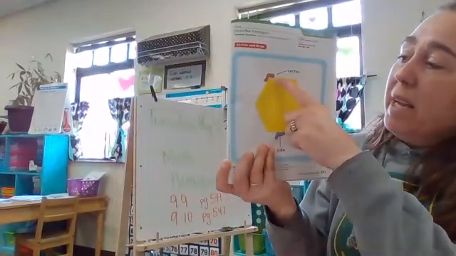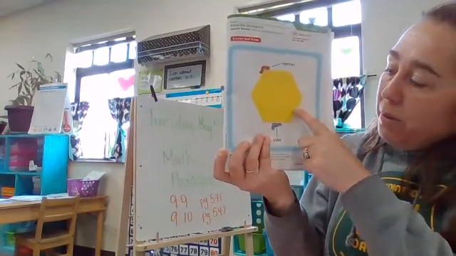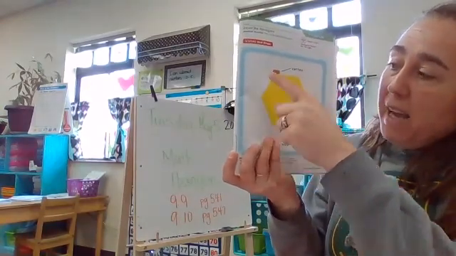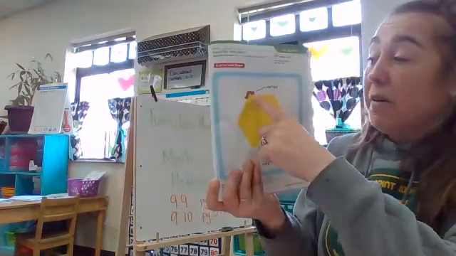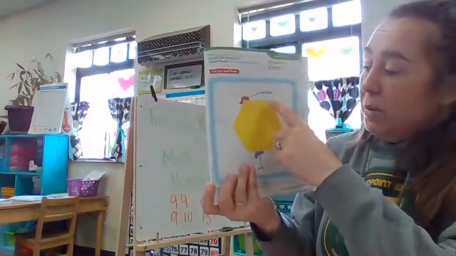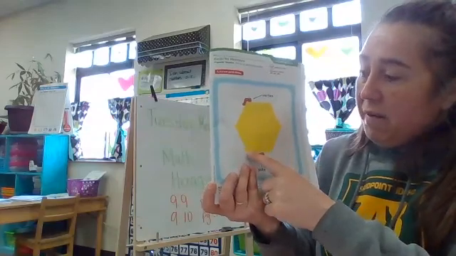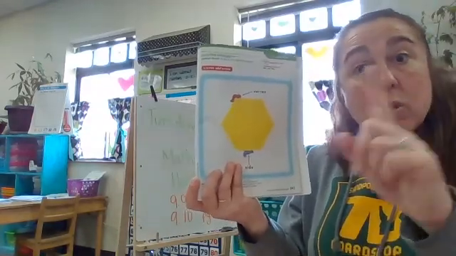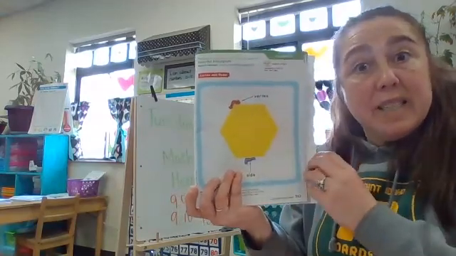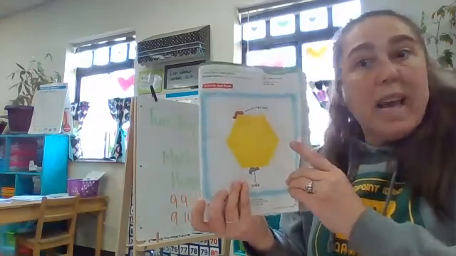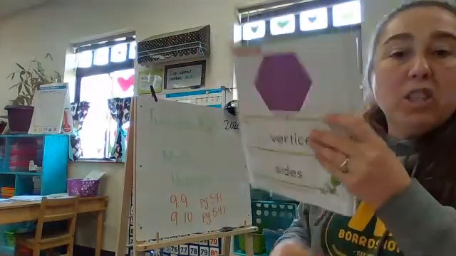6. Let's count them. Ready? 1, 2, 3, 4, 5, 6. Awesome job. Takaya, let's count our vertex or vertices. 1, 2, 3, 4, 5, 6. So we know that a hexagon, Skylar, has 6 sides and 6 vertices. How cool is that? So we're going to turn the page and we're going to double check.